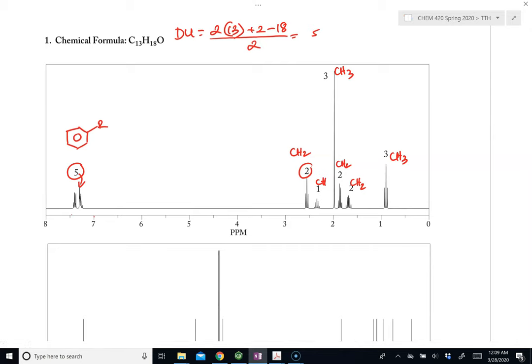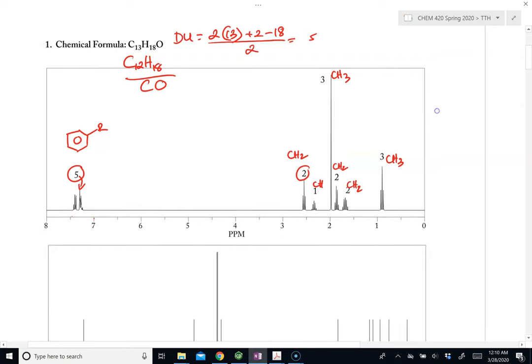So the next step is to find out what pieces we have remaining. Let's see how many atoms we have used up already as we come up with all of these pieces. There are 6 carbons here, 7, 8, 9, 10, 11, 12. As for hydrogen, we have 5 here, 2 here, 1 here, and when we add all of this up it equals 18. So the only thing we have remaining now would be 1 carbon and 1 oxygen.